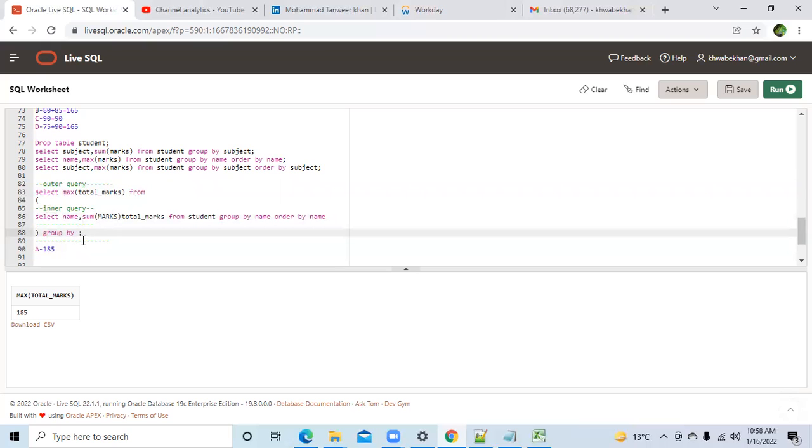Group by. Okay, I got it. Because I have not mentioned the column. You have not mentioned which column you want. That's why there is no need to use group by. Clear? Okay, got the logic. Thank you. Perfect, no problem. Next question.